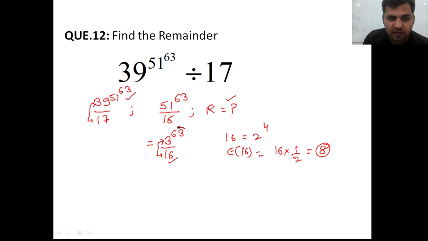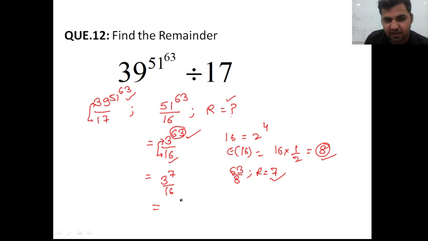Now from 63 just remove the multiple of 8. So 63 divided by 8 will give you a remainder of 7. So this remainder 7 will replace this power 63. So now this can be written as 3 power 7 upon 16. What is 3 power 7? This can be written as 27 into 27 into 3, right? 3 power 3 into 3 power 3 into 3 power 1 divided by 16.